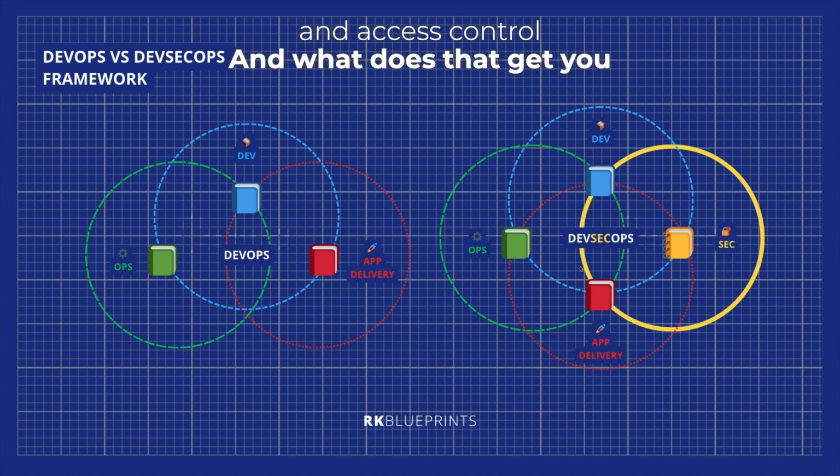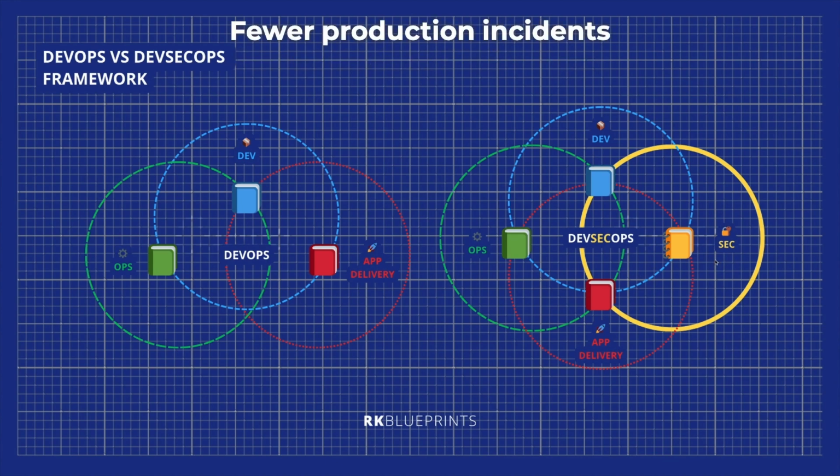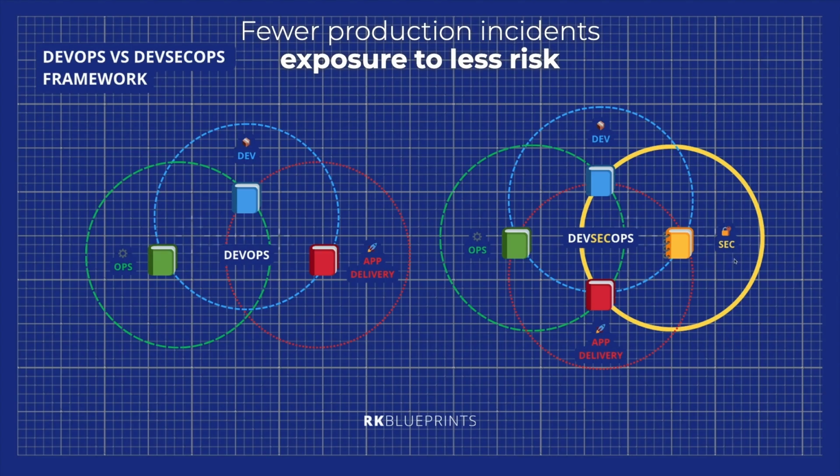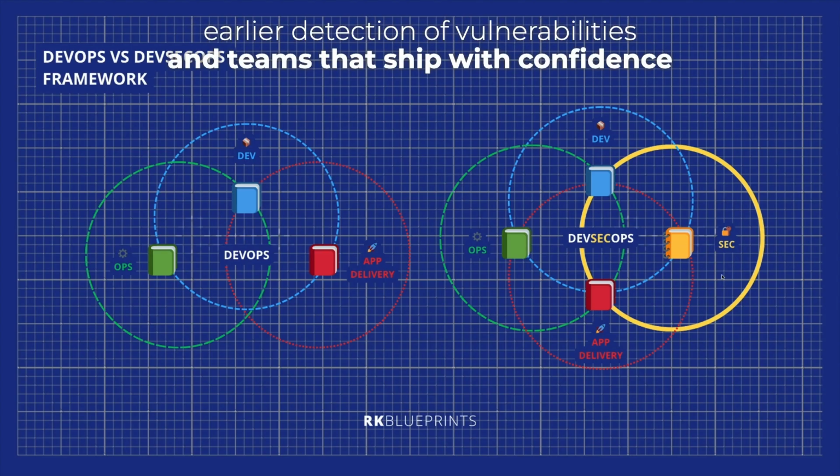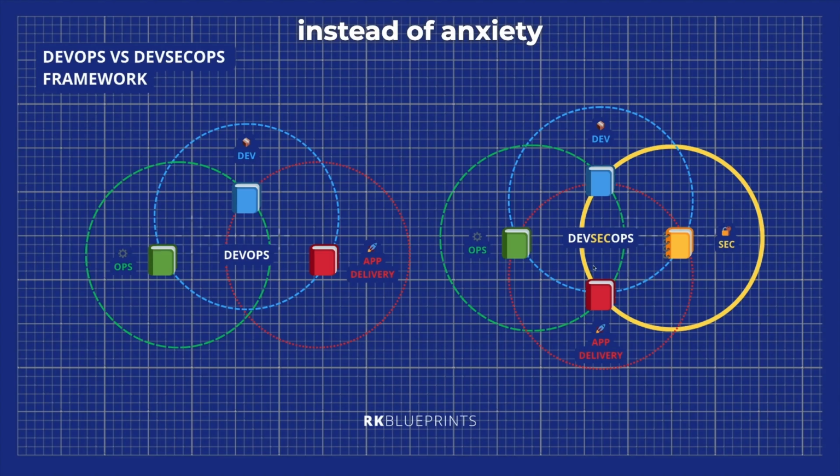What does that get you? Fewer production incidents, exposure to less risk, earlier detection of vulnerabilities, and teams that ship with confidence instead of anxiety. In the real world, DevSecOps is less about adding more tools and more about adding intent. You're saying security is everyone's job, all the time.